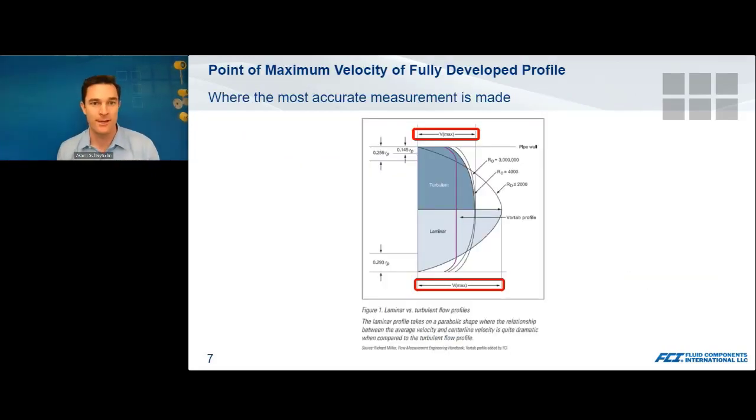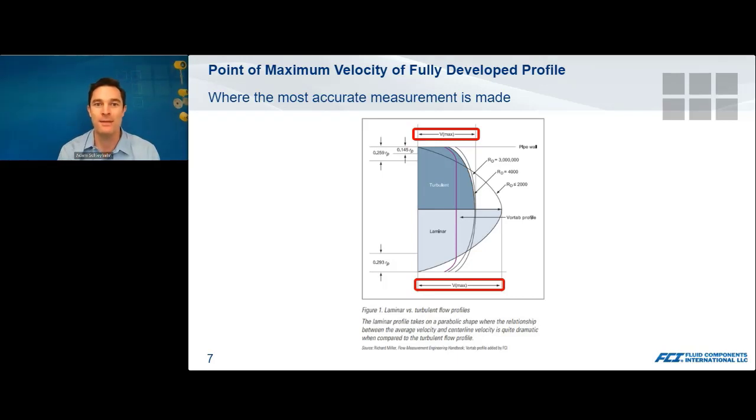Now, one of the central concepts and one of the primary reasons that having the straight run and these ideal conditions is so important is you want to measure a fully developed flow profile at a point of maximum velocity. So what that basically means is we have this image here, and you have the parabola. The laminar flow is the more bullet-shaped end of that.